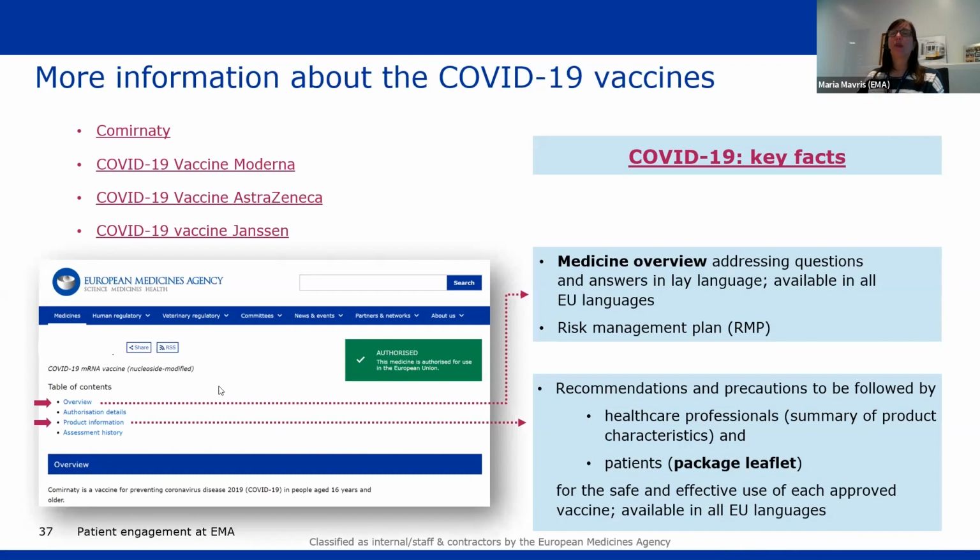You can, as I've already mentioned, see the medicine overview. So here you can see when you click on a particular medicine, any medicine, here it's one of the vaccines, when you see overview, it actually links you to the medicine overview, which is all of the information in lay language in all EU languages, and gives you a link to the risk management plan, and then the product information. As I said to you, there was also the package leaflet, which is for patients, which was reviewed by patients. So this information is here under the product information. You just have to scroll down a little bit.